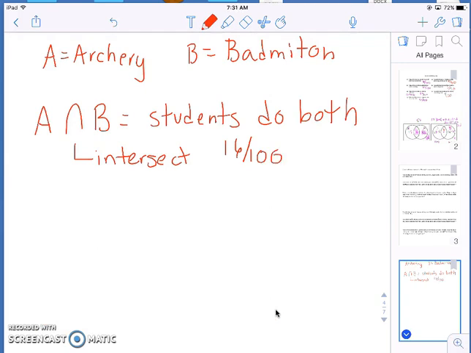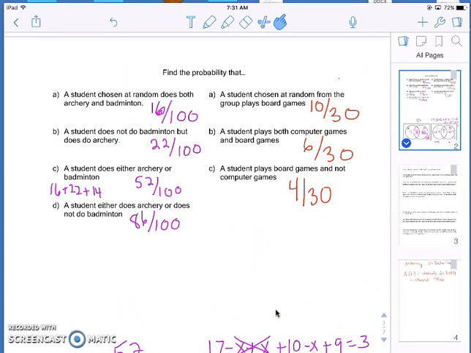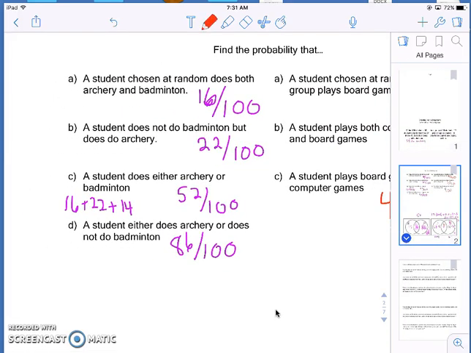You will also see a notation. Well, actually, why don't we just go back up and look at these problems here. A student does both archery and badminton. So the way that we would look at this is the probability of A intersection B. So A and B right there.